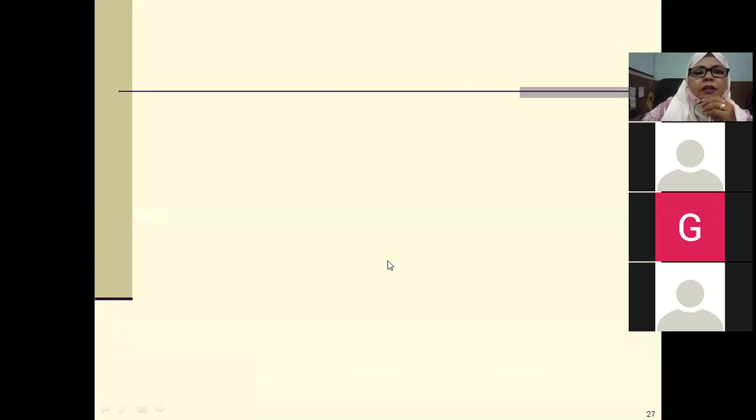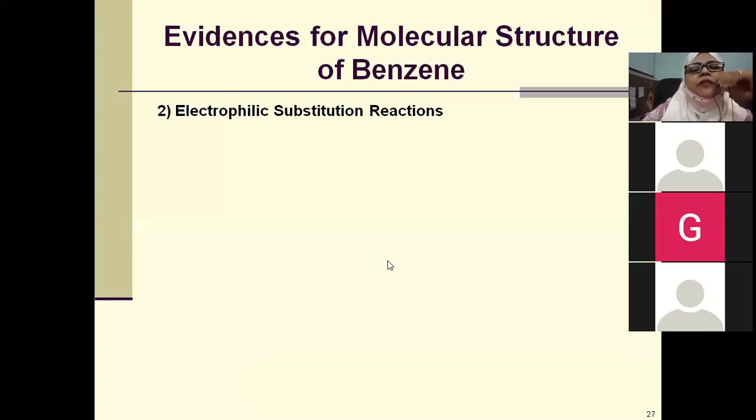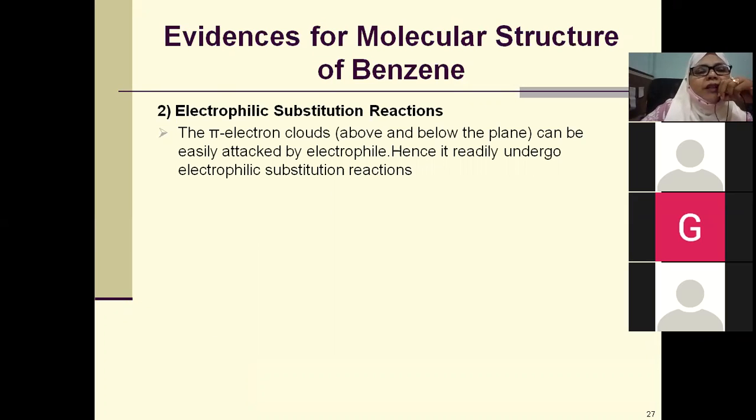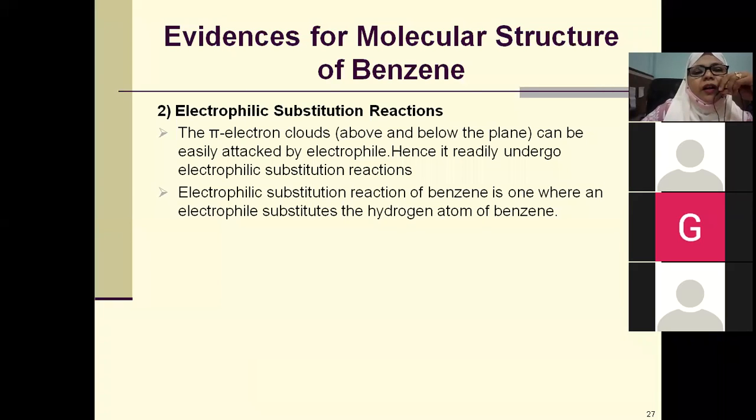Then another evidence is electrophilic substitution reaction. This benzene also undergoes electrophilic substitution reactions. As it contains the pi electron clouds at the top and bottom of the plane, it can be easily attacked by any electrophile. Hence, it readily undergoes electrophilic substitution reactions. So, what is an electrophilic substitution reaction of benzene? It is one where an electrophile substitutes the hydrogen atom of benzene.